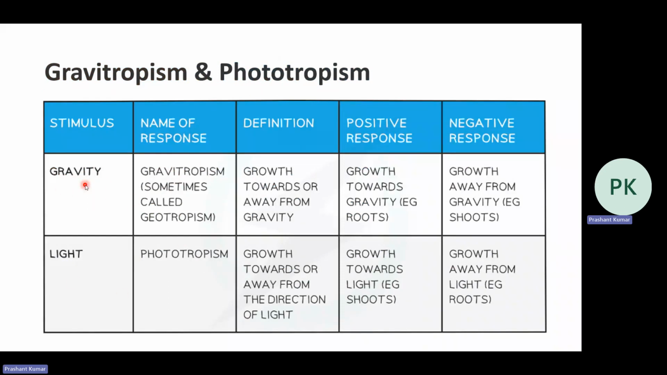The gravity response is gravitropism, sometimes called geotropism. Definition: growing towards gravity is positive, and growing away from gravity is negative. Light response, phototropism: growth towards or away from the direction of the light, right? If they are going towards the light, that's positive. If they're going away from the light, that's negative, sorry, negative phototropism.